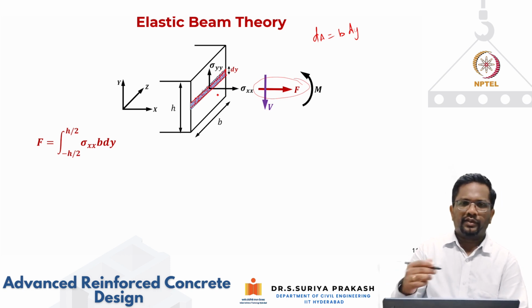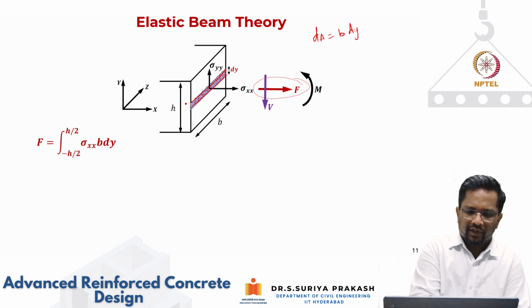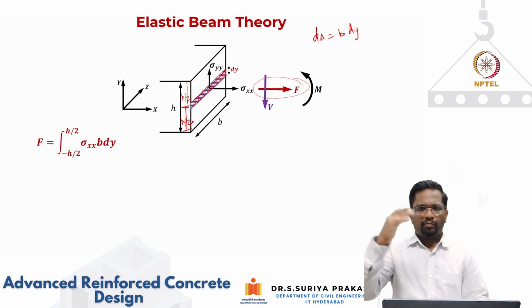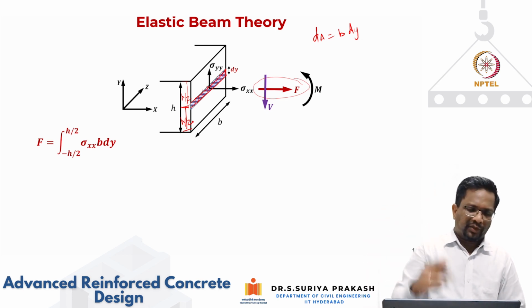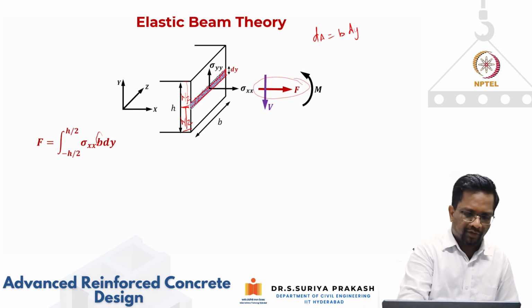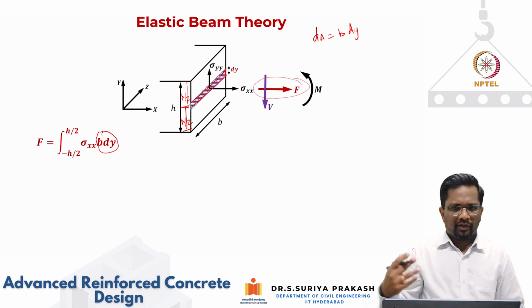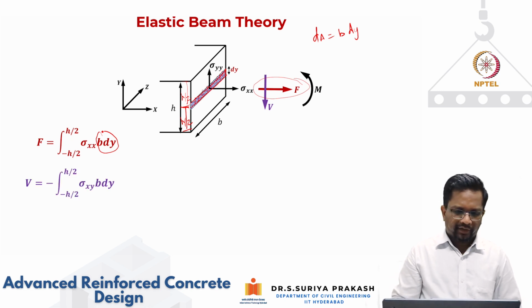If I take the neutral axis as the reference axis, the section goes up to h by 2 at the top and h by 2 at the bottom. That is why we are integrating from minus h by 2 to plus h by 2 of sigma xx multiplied by b into dy, which is nothing but the elemental area. If I integrate that, I get the normal force that is acting on this section.